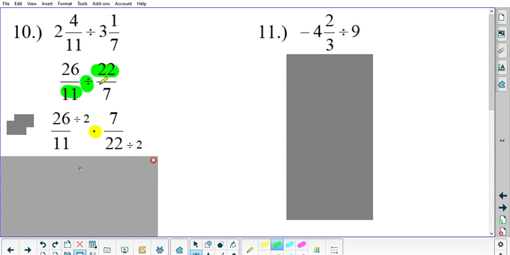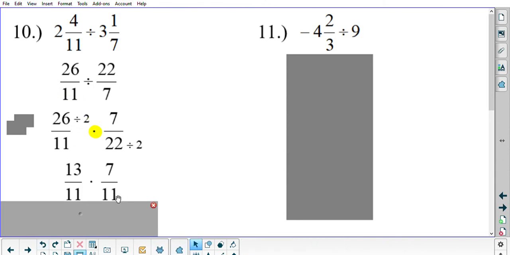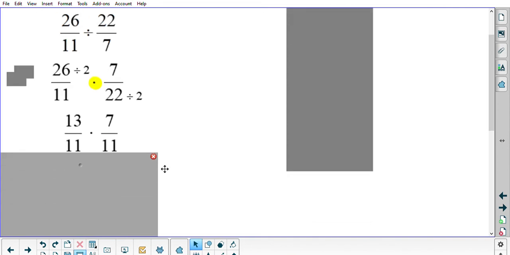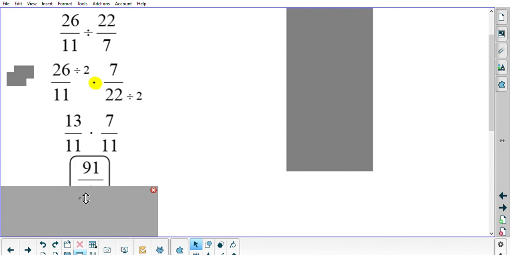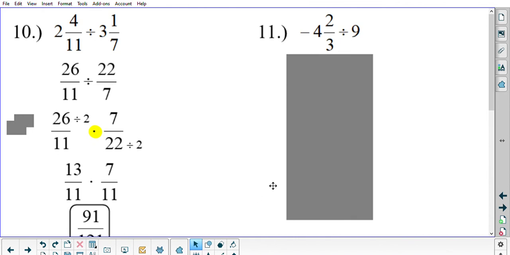This is something you guys are going to want to memorize. The trick of reducing diagonally, a numerator and denominator, that trick only works when there is the times in between the fractions, not division. All right, so finishing up this problem. 26 divided by 2 is 13. 22 divided by 2 is 11. This does make the multiplication a bit easier. Still not the prettiest multiplication in the world, but it is easier than it would have been if I didn't reduce by 2. 13 times 7 is 91, and 11 times 11 is 121, and that, believe it or not, is in simplest form.